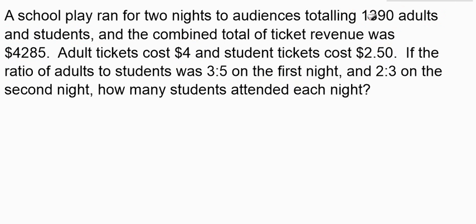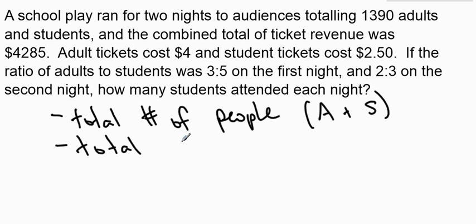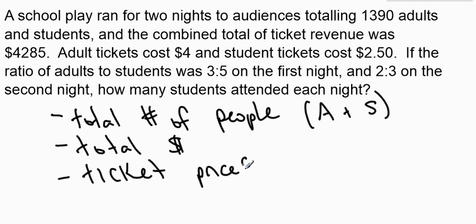There's a lot of information in this question. Let's piece out the information we have. So we have the total number of people, and that's adults plus students. We have the total dollar amount. We have ticket prices, and we have ratios. Now, this ratio bit is interesting. So let's spend a bit of time talking about ratios, and that might give us a clue as to how we're going to actually create some variables and turn those into equations.